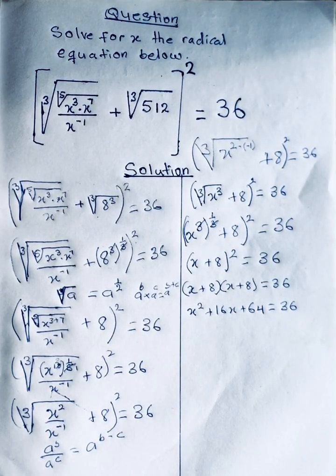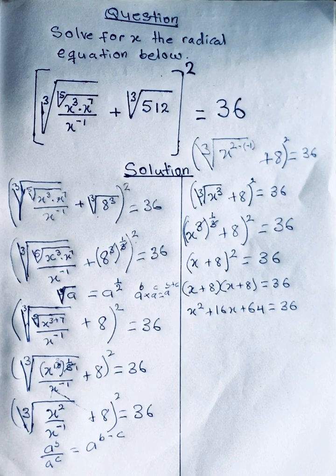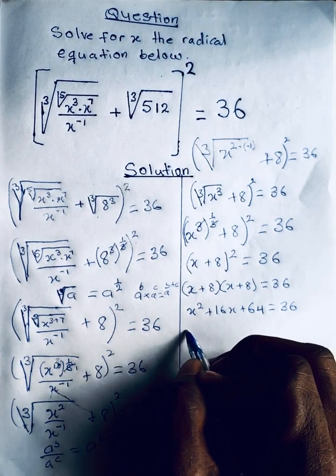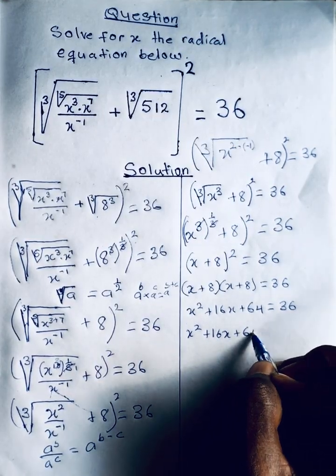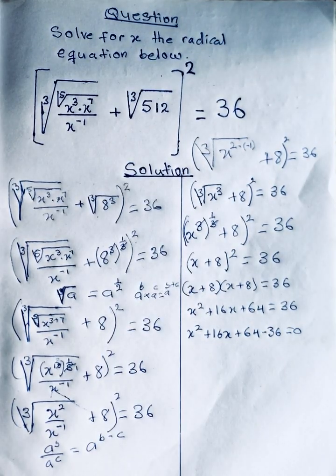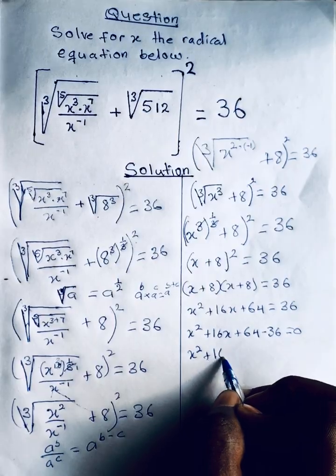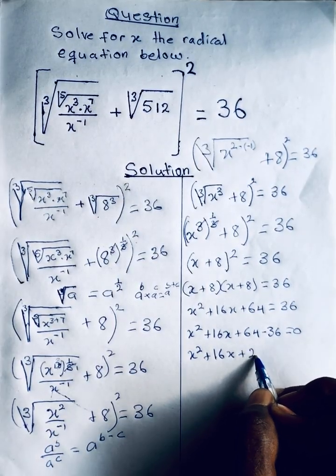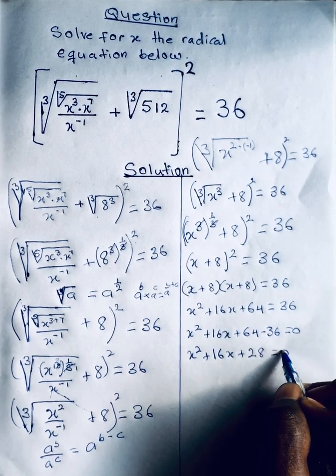In this case, let's try to bring it here to make it x squared plus 16x plus 64 minus 36 is equal to 0. This will give us x squared plus 16x plus 28. This will give us 0.